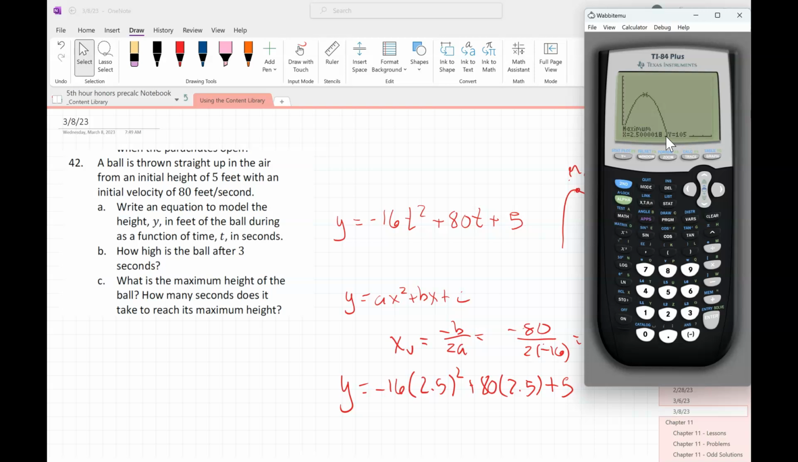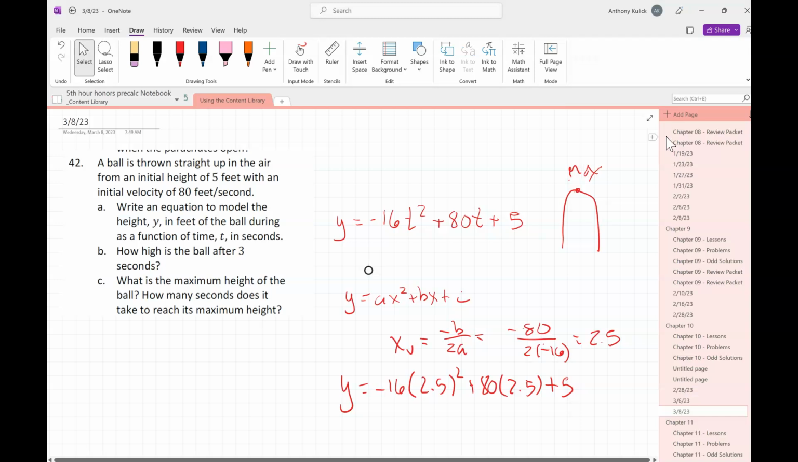Hannah? Oh, for how high is the... I'm sorry, in part, which one? Yeah, that's what we did here. So the maximum height is going to occur at the vertex. So the vertex will give you the time comma height. The x-coordinate of the vertex is the time that it takes to get to the maximum height, and the y-coordinate is that actual maximum height. Does that feel okay?